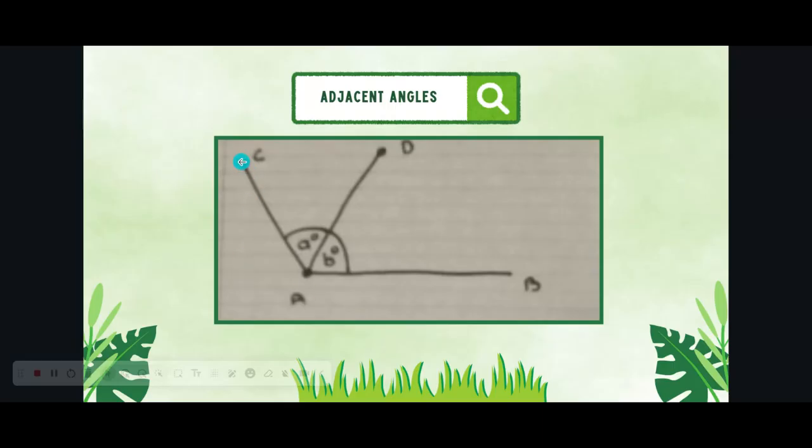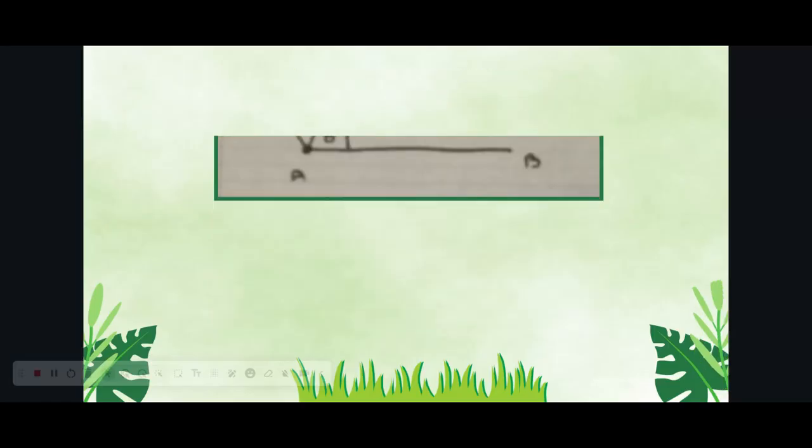So in this example, we can see that angles CAD and DAB are adjacent because they're right next to each other and they share the same side. So A degrees and B degrees are right next to each other. They are adjacent angles.